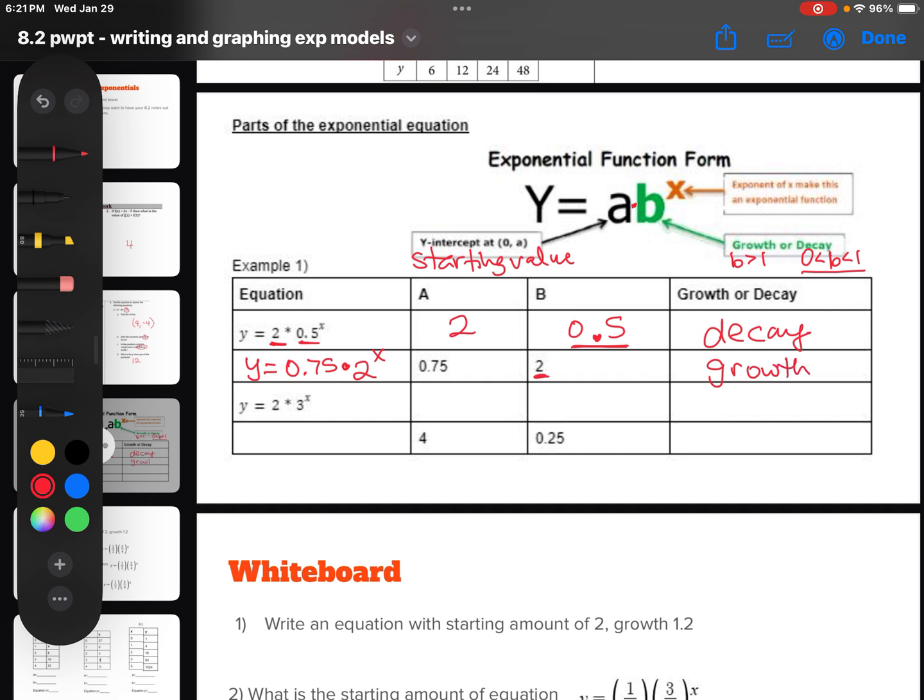You could pause the video here and see if you could do the next 2 rows in the same way. But the answers are: a is 2, b is 3. Because our b is 3, it's going to be growth. Last row, we'd have y equals 4 times 0.25 to the x. Because my b is 0.25, we'll say this is decay.